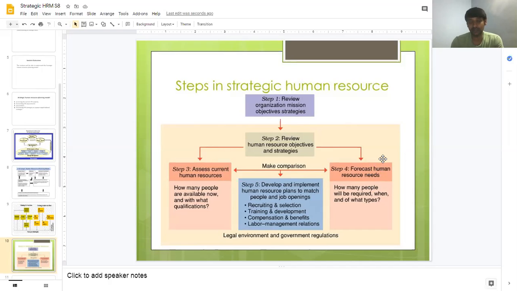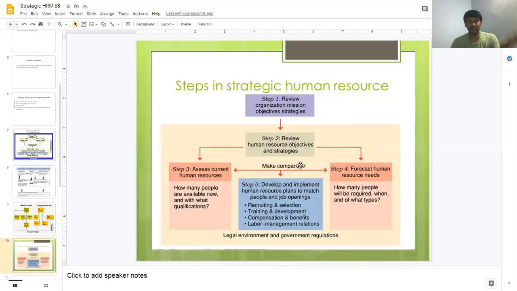Now the current state of the human resource is this much, and we have to analyze going forward how many human resources will be needed, how many employees are to be recruited, what plans are to be adopted for them, and whether any training facilities are to be given to them. Everything will be the main role or duty of an HR manager. He has to analyze all these things. Later, as you can see in this slide, assessing the current human resource as well as forecasting the human resource, we have to make a comparison, and the next important step comes: develop and implement human resource plans to match people and job openings.